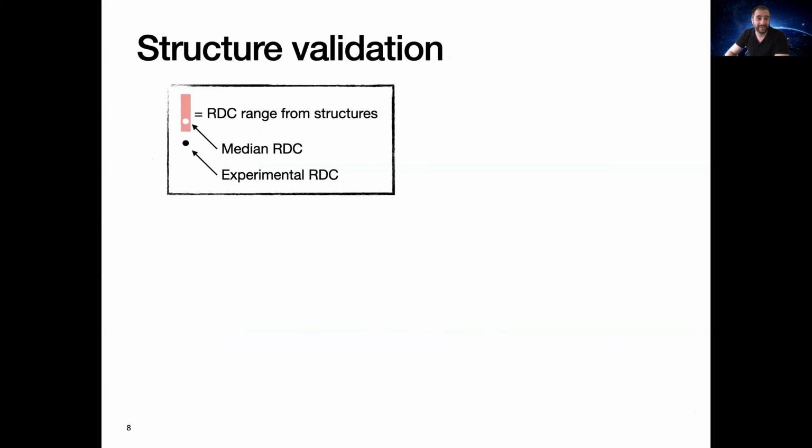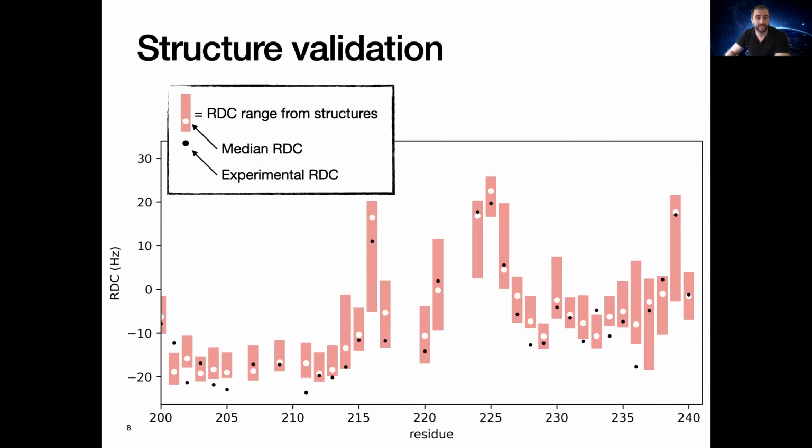Furthermore, if we plot the range of RDCs predicted against experimental RDC for an example region, we can see that there are entire stretches of the backbone with orientations not sampled by the PDB structure ensemble.